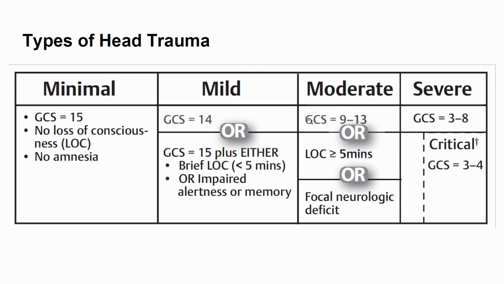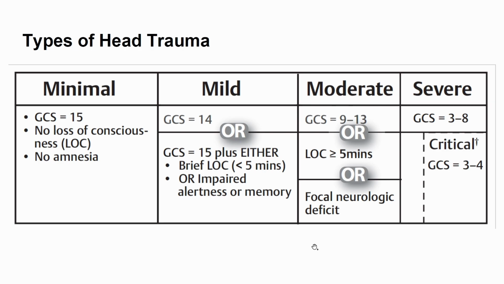Then we have the moderate head injury. The Glasgow Coma Scale of the patient would be from 9 to 13. So he is not requiring intubation yet, but he may require it. Or he had loss of consciousness for more than 5 minutes, or he had a focal neurological deficit. So the patient may have a weakness, the patient may have a pupillary problem in the pupils of his eyes. So that's the moderate one.